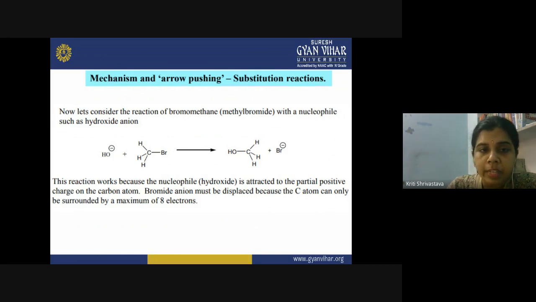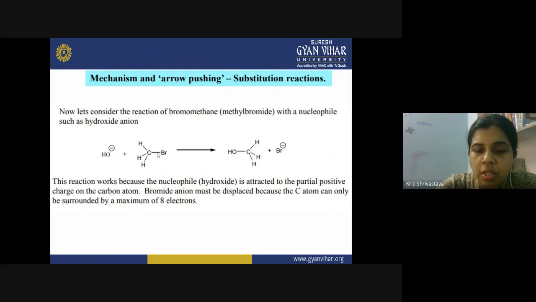So let us consider the reaction of bromomethane. This is bromomethane, or you can say methyl bromide, and a nucleophile such as the hydroxide anion is attacking it. A nucleophile, like I told you, is a reagent which is looking for the nucleus, looking for the positive charge. This hydroxide anion contains an unshared electron pair, and due to that unshared electron pair, it becomes a nucleophile.